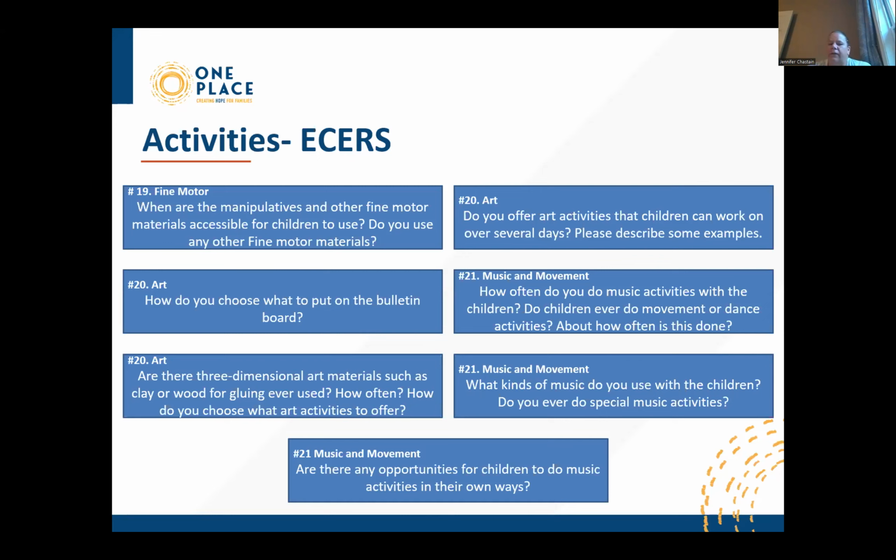And then last one for music and movement, are there any opportunities for children to do music activities in their own way? We know that they do it in their own way all the time, right? When we have dance parties, they're allowed to dance however they want. We're not forcing them to dance only in certain ways. They're allowed to make up their own words or songs. They're really just allowed to be very individualized when it comes to music and movement. All right, next one.